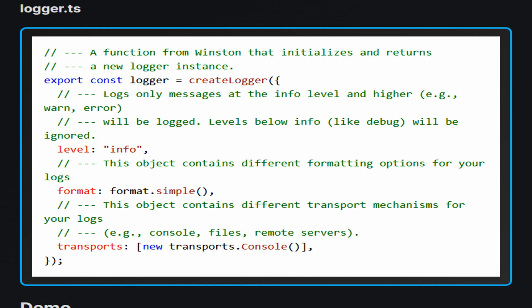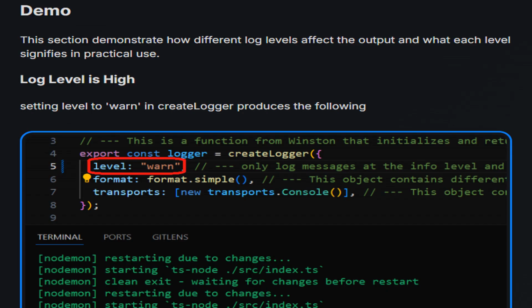The logger is configured to only record messages at the info level and above, meaning lower-level logs, like debug messages, will be ignored. It uses a simple log formatting style and outputs the logs to the console as its transport mechanism. This section illustrates the impact of various log levels on output and explains the practical significance of each level.